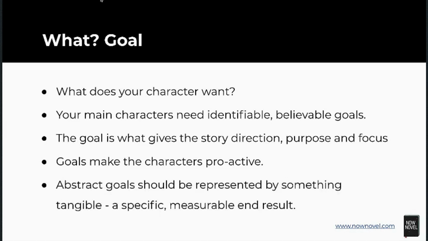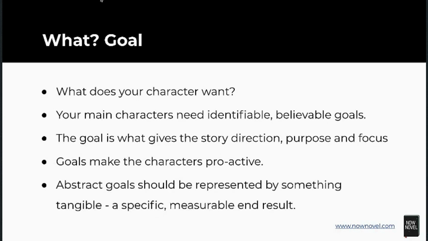Abstract goals should be represented by something tangible, a specific, measurable end result. For example, it's great that your character wants financial security. We understand maybe they want the financial security because they grew up in poverty. It's an identifiable goal, it's a strong goal, but how do we measure that? How can we see a specific end result? Well, you could give your character, for example, a job promotion that they're up for that is going to come with more money, that is going to enable them to finally purchase a house. Or maybe the place they've been renting is up for sale and they're going to lose out on the lease if they can't buy the house. Maybe this is a strong, tangible goal: they want to be able to afford to buy the house that they're living in.